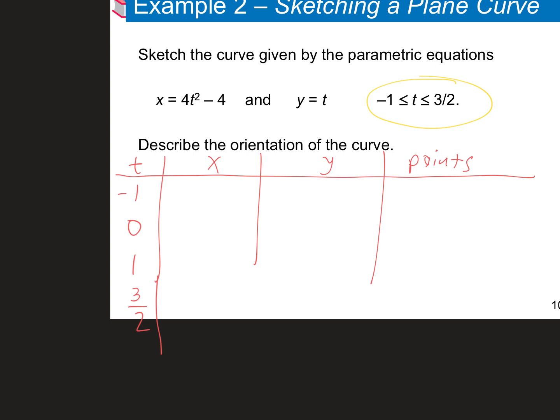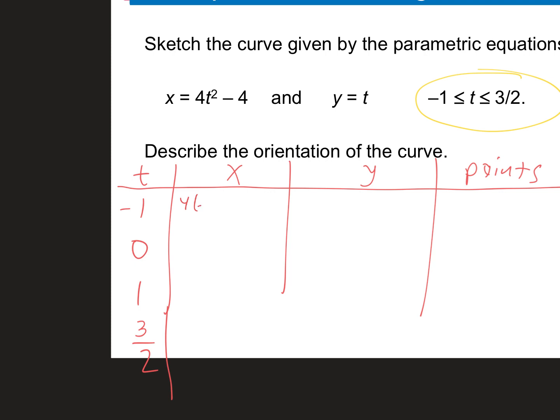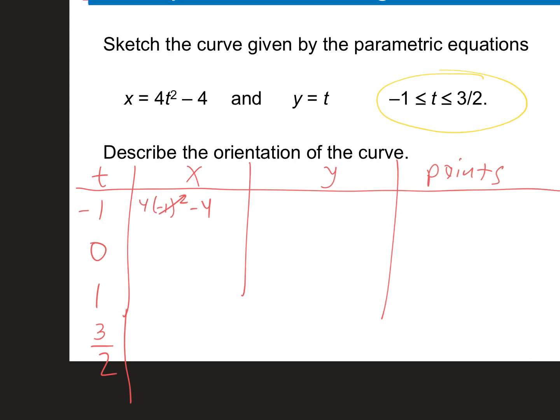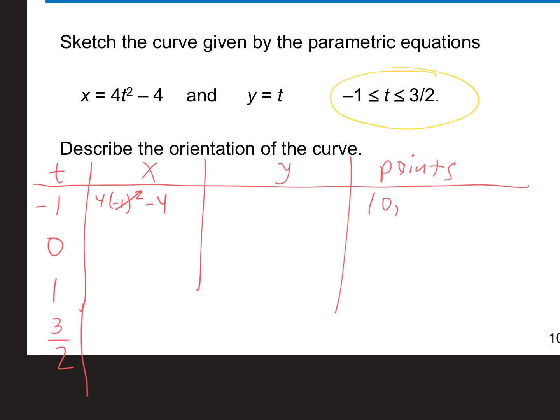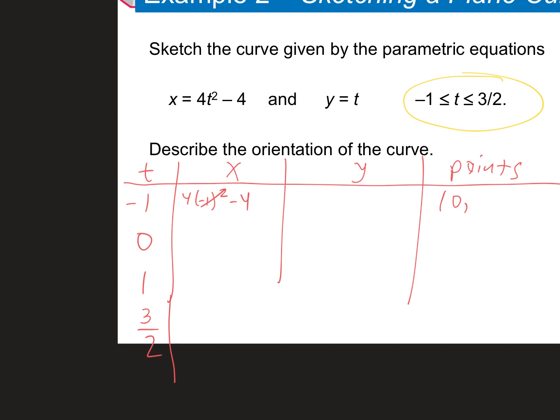So we're going to evaluate each equation. I'm going to evaluate first for x, then I'm going to evaluate for y. So for the x, I have 4 times -1 squared minus 4. Just be careful with signs and stuff, guys. What is -1 squared? 1 times 4 is 4, and then 4 minus 4 is perfect, 0. Now I'm going to plug in -1 for t. Well, what does that equal? -1. Good.